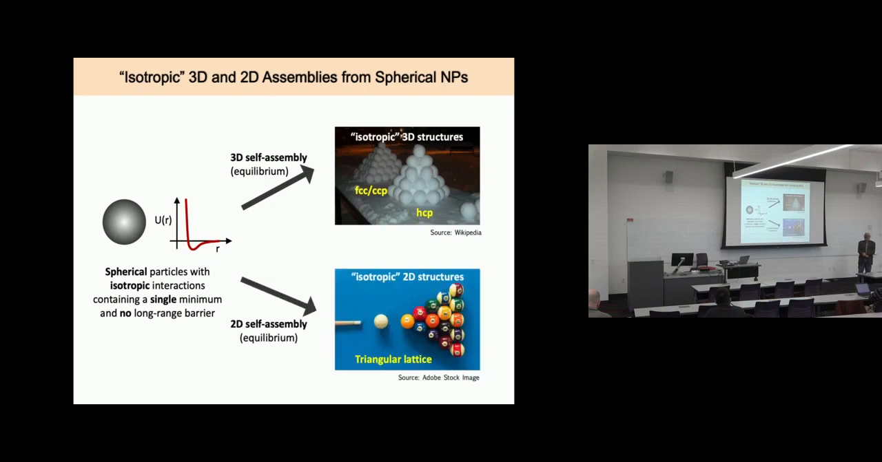That's in 3D. In 2D, they would basically form triangular lattices, again, to maximize contacts. And this is assuming that the particles are perfect, spherical, and that these assemblies are happening at equilibrium, which can also be challenged, because these things tend to aggregate.